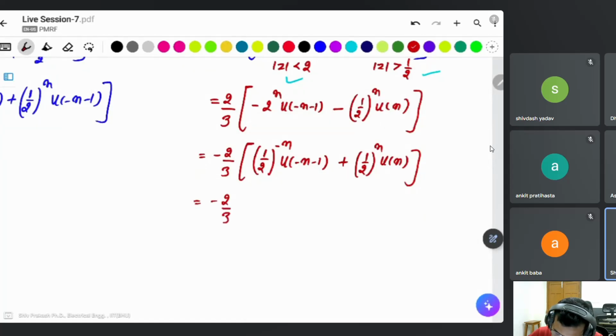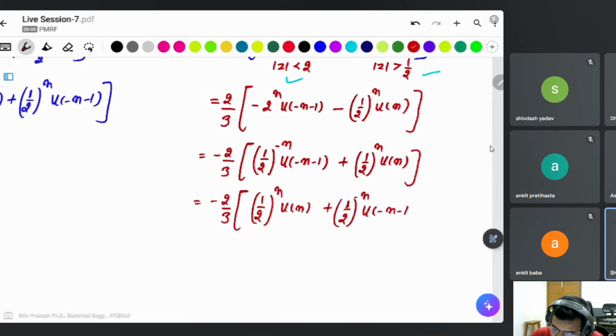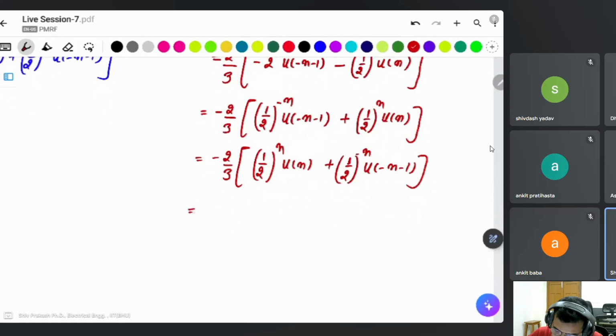To reverse this order, then (1/2)^n u[n] plus (1/2)^(-n) u[-n-1]. Then in the system you can see the negative n is totally negative in the second one. That's why the whole system would be written like (1/2)^|n|.